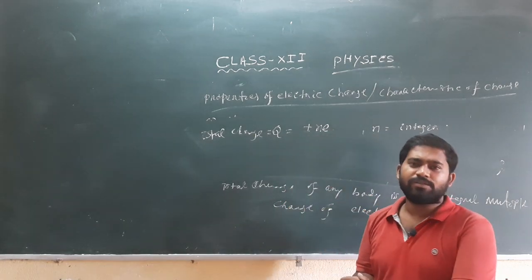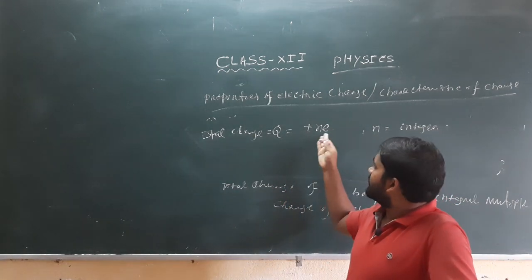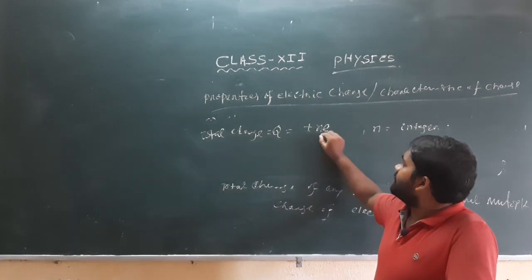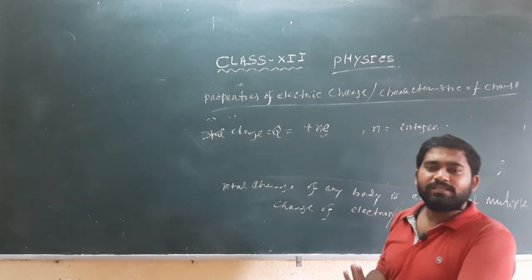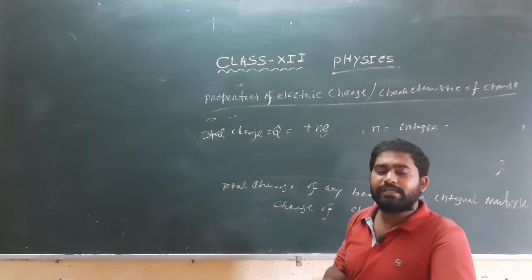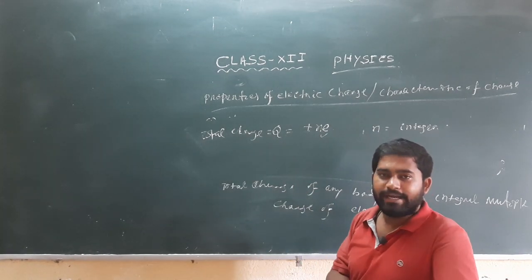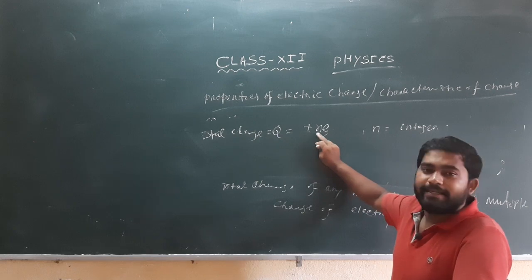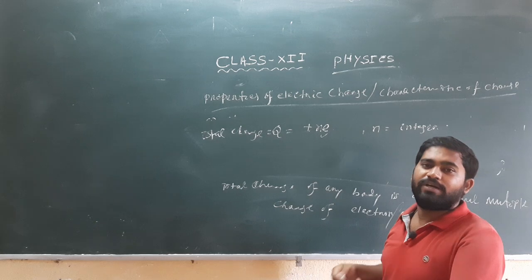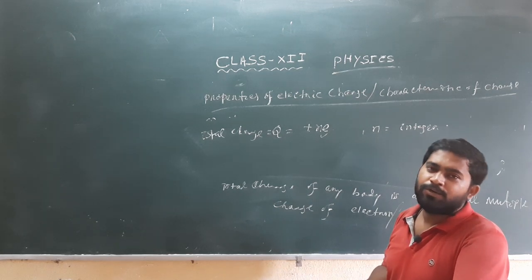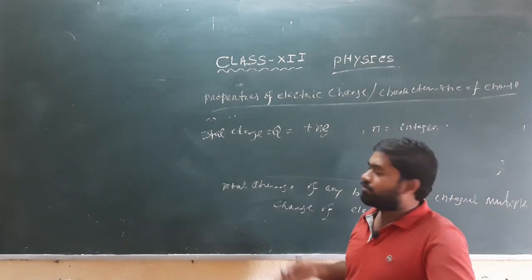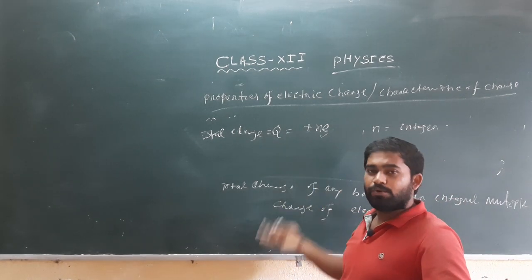When we consider the charge of an electron, that will give minus Ne, and when we consider the charge of a proton, it will give plus Ne. So quantization of electric charge says the total charge of any body or total charge of an atom is always an integral multiple, N is an integer, of the charge of either one electron or one proton. When we consider electron, that will be negative, and when we consider proton, that will be positive.